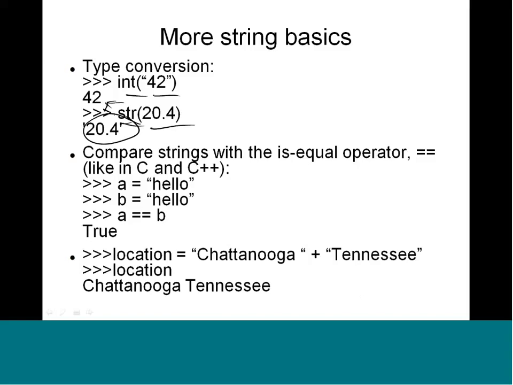We can also compare strings with the is-equal operator, that is the double equals. This is just like in C and C++. So we don't have to write a specific command for strings like we saw in Perl. Basically we just say A equal to B, and then that returns true.